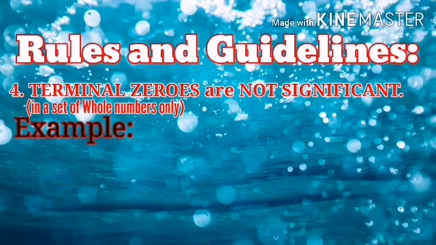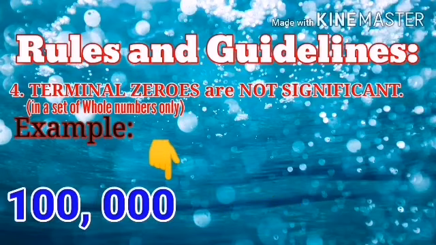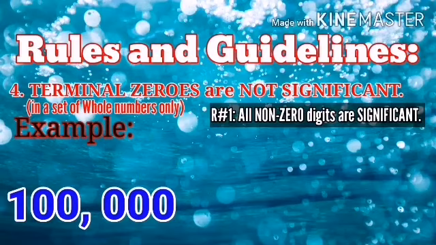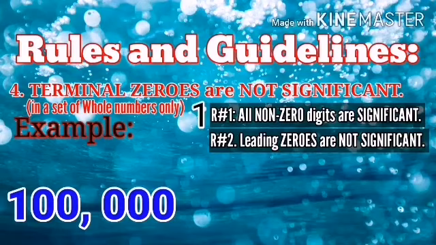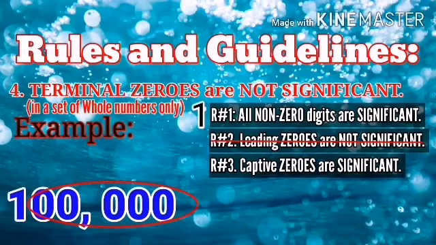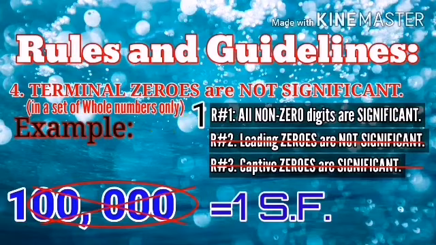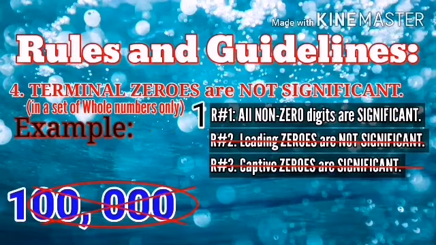Let's have another example. We have here 100,000. Okay, let's apply rule number 1. Non-zero, we have 1. So therefore, we have 1 significant digit. And leading zeros that we have? We don't have leading zeros. And captive zeros that we have? We don't have also captive zeros. How about terminal zeros? Do we have? Okay, these are now the terminal zeros, and terminal zeros are not significant. Okay, so how many significant figures do we have now? In 100,000, we only have 1 significant figure from rule number 1. Very good. Nakuha nyo na ba?